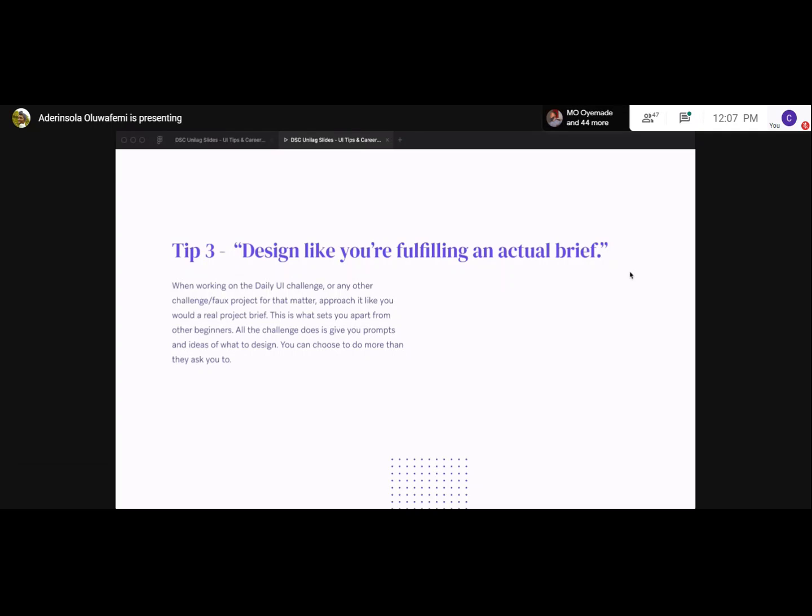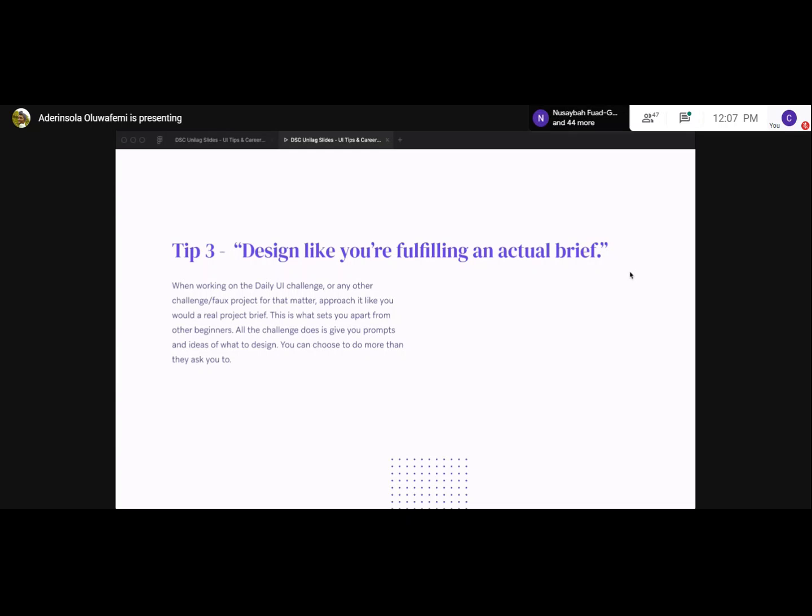All the challenge does is give you prompts and ideas of what to design, but you can choose to do more than they ask you to, because they're not actually grading you. It's not like if you do extra, they will say you're no longer a UI designer. They tell you to design a music player. Usually the Daily UI challenges tell you to design one or two screens. If they tell you to design a music player, you can choose to design an entire Spotify kind of app. There's literally nothing limiting you.